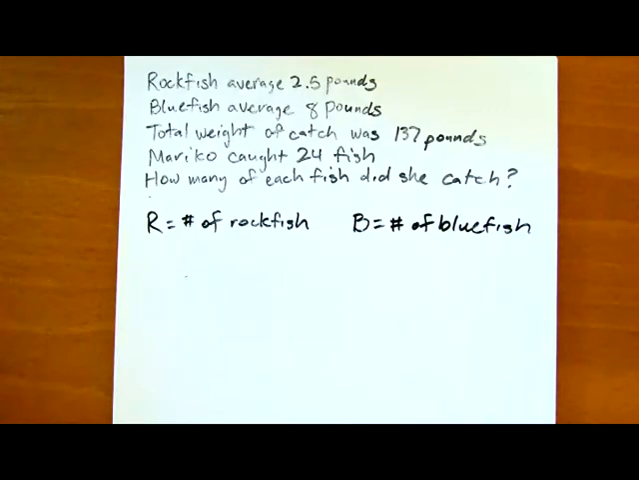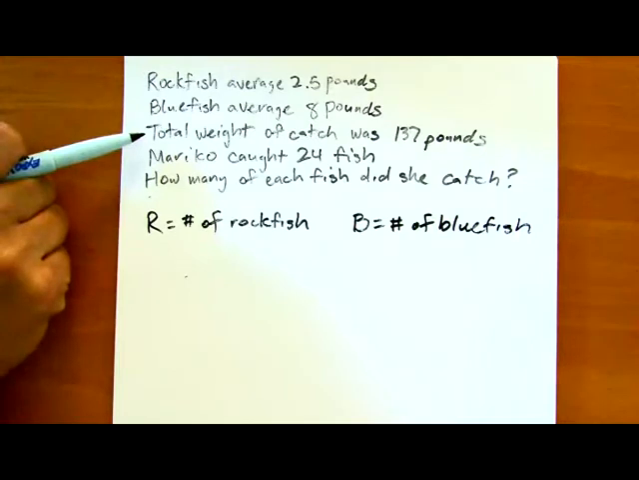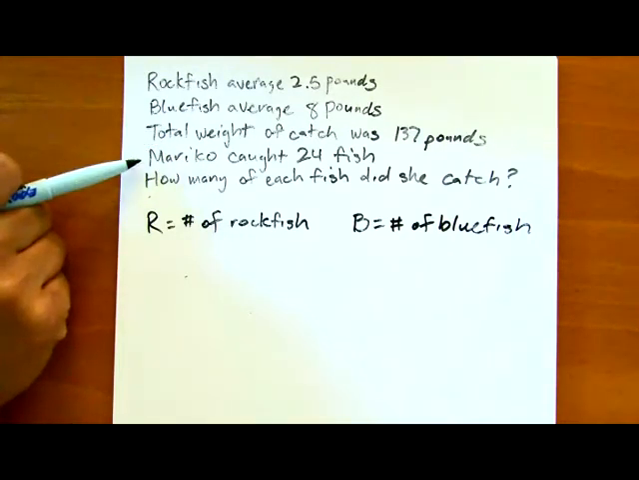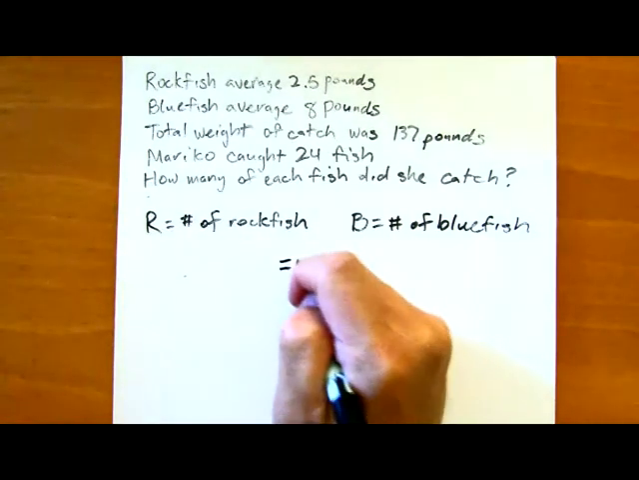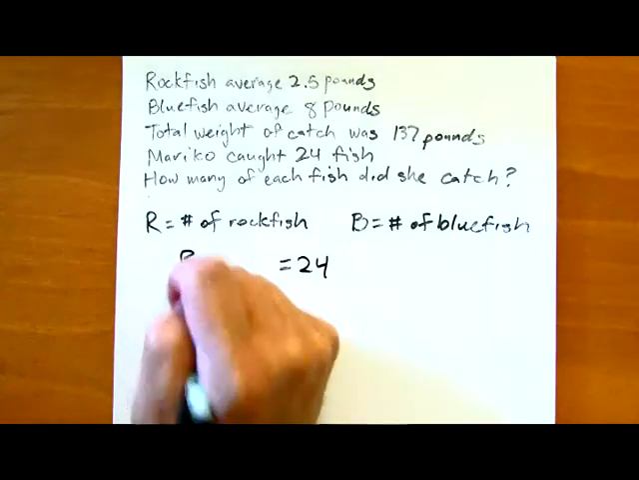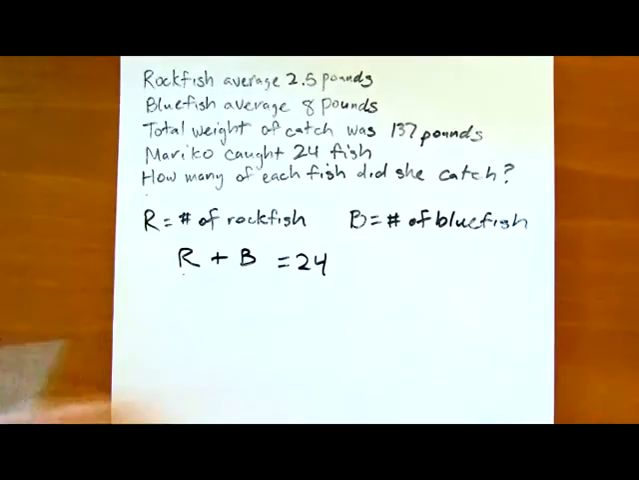Okay, now, each of these sentences will have their own equation. Total weight of the catch was 137 pounds. She caught 24 fish. Okay, I'll start with that one. All the fish put together came out to 24, so we know it's equal to 24. All the rockfish and all the bluefish come out to 24 fish.